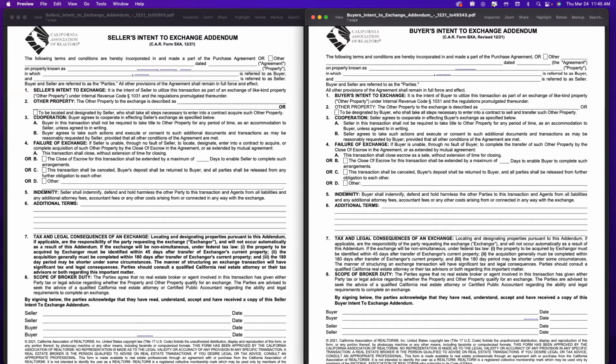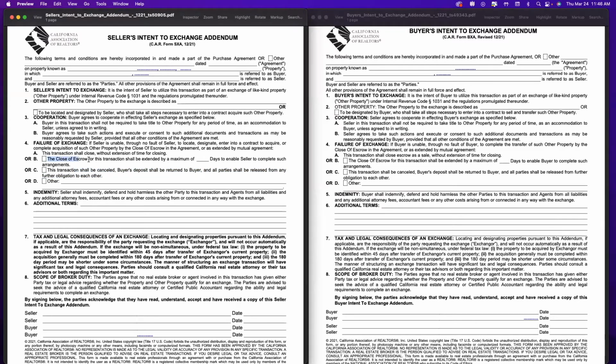Especially for the seller who's got to do an exchange, you need to have these boxes filled in properly, right? Like this one that says, this transaction shall be canceled, buyer's deposit shall be returned to buyer, and all parties shall be released from any further obligation to each other. That's if you can't do the exchange, you're going to use this form basically as part of the cancellation.